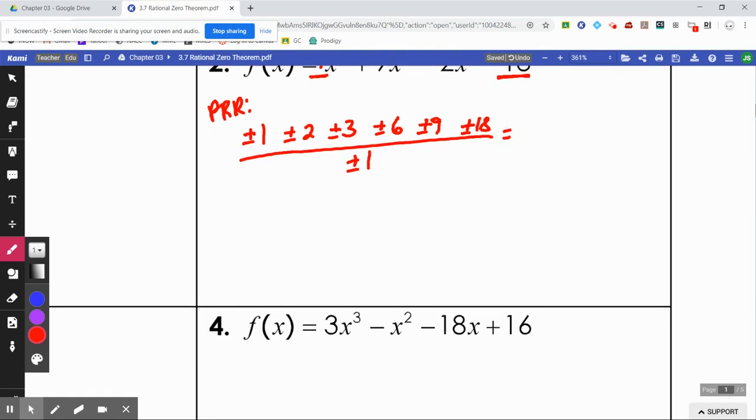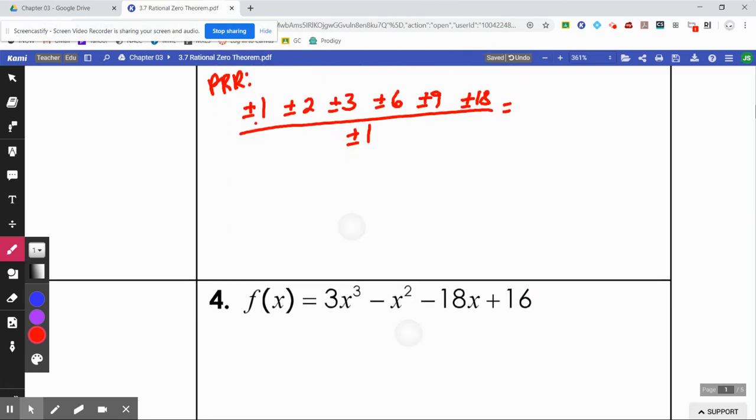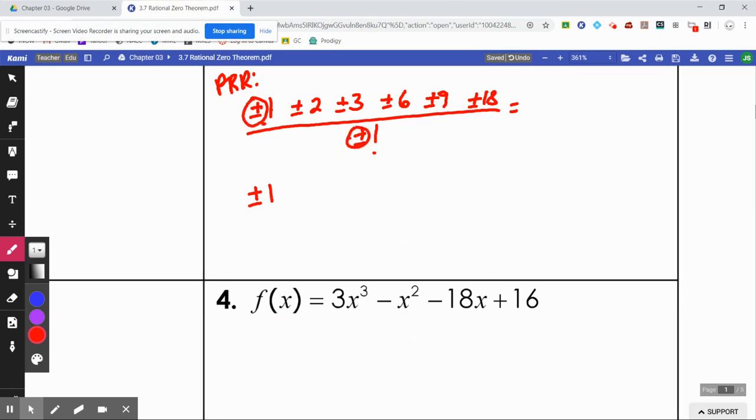So all of your possible rational roots is every combination of tops with bottoms. So you have 1 over 1, which is positive or negative 1. And you have to consider both of these scenarios. Positive 1 over positive 1 is 1. Negative 1 over positive 1 is negative 1. So that includes both of them there. Positive and negative 2 over 1 would be positive or negative 2. Positive negative 3 over 1 would be positive or negative 3. Positive negative 6 over 1 would be positive or negative 6.